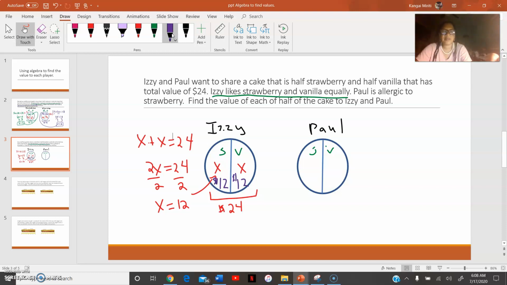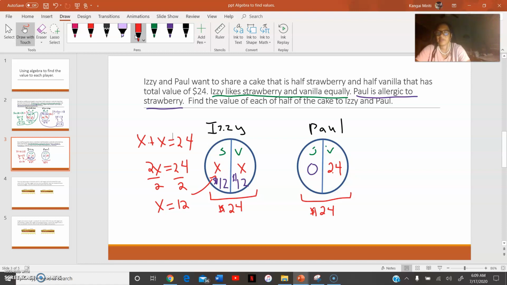Now let's look at Paul. It tells us here that Paul is allergic to strawberry. Well, what might that mean? That would mean that the strawberry certainly has no value to Paul if he's allergic to the strawberry. So the value of the whole cake is $24. And since the value of the strawberry side is 0, all the value of this cake, all $24, must be over here on the vanilla side for Paul.